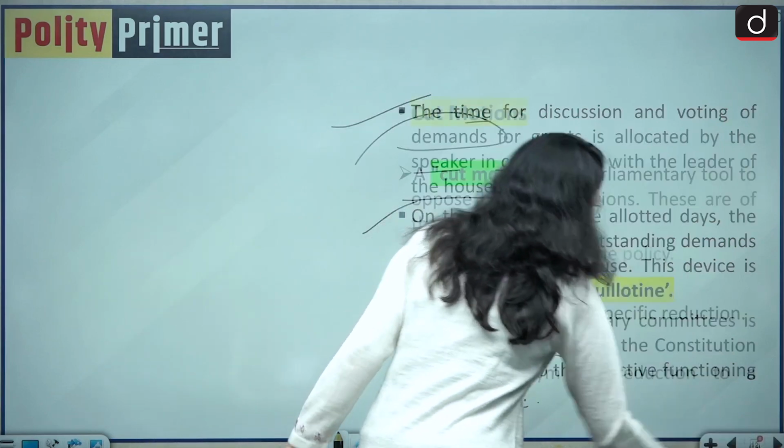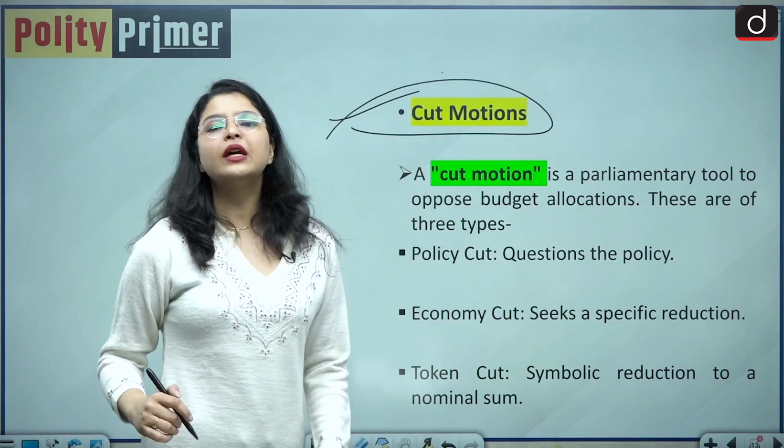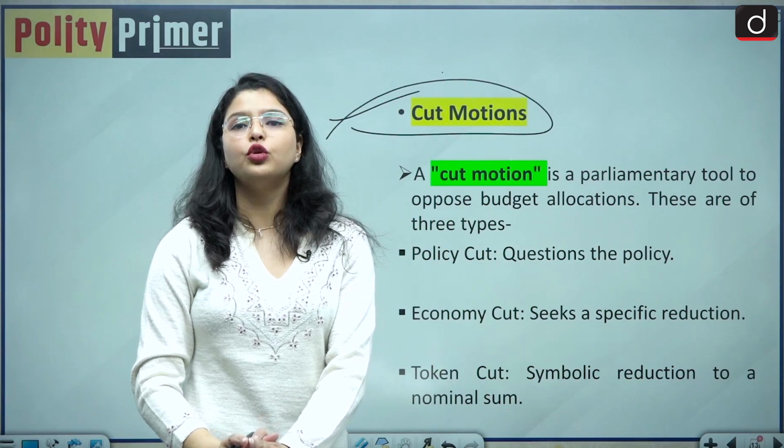Moving forward to the cut motions, another important aspect of the budget are these cut motions.